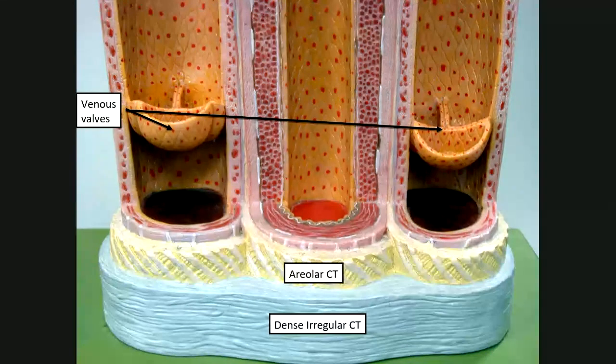So this is an artery, and this is a vein. Arteries have these sublayers. Veins don't have the sublayers, no sublayers. So veins have the tunica externa, the tunica media, the tunica interna, but no sublayers. But there's something veins have that arteries don't have.